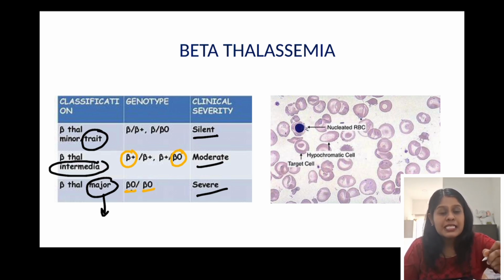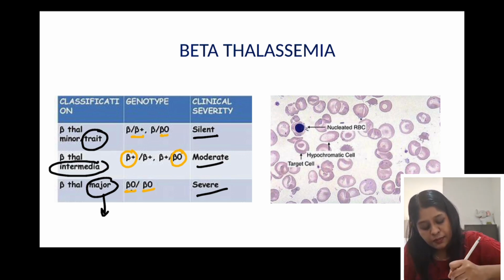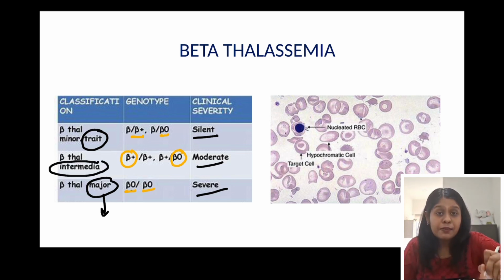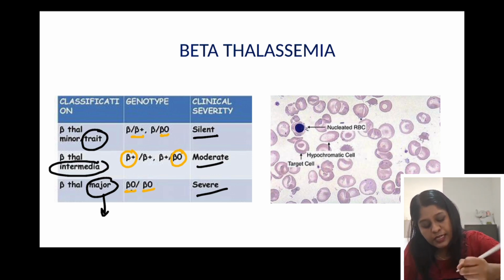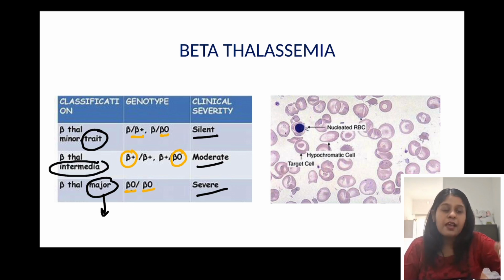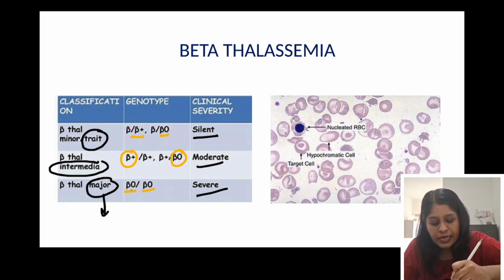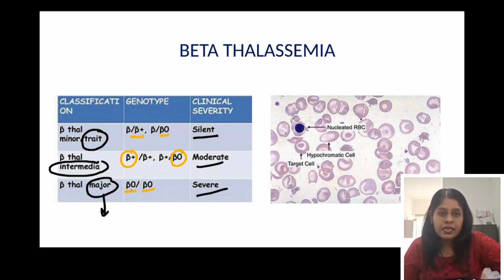This will cause significant anemia in the patient. However, the child will not be transfusion dependent. In beta thal trait or thal minor, this is a silent form where one beta globin is always normal, whereas the other beta globin can be either absent or reduced.